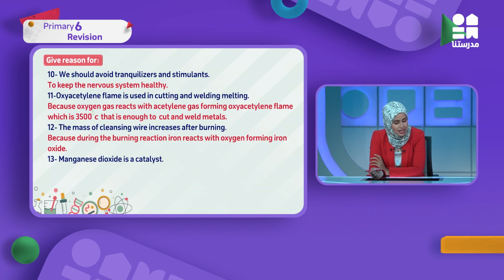Question number 13. Manganese dioxide is a catalyst. While we were explaining the preparation of oxygen, we commented on manganese dioxide and we said that it's a catalyst. What does catalyst mean? It's a chemical substance that enters the chemical reaction without any change in quantity and properties. At the beginning of the reaction, if we start with 2 grams of manganese dioxide, at the end of the reaction we will have 2 grams of manganese dioxide. And if it was a black powder, it will be a black powder too at the end of the reaction.